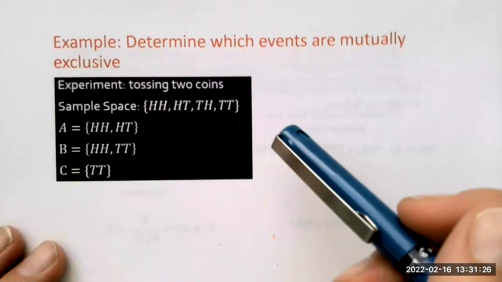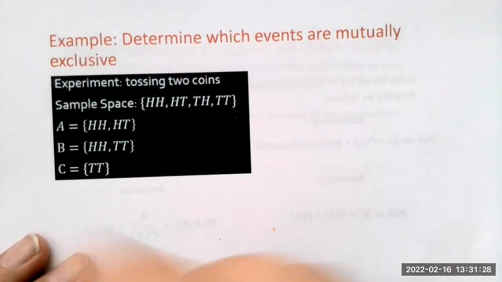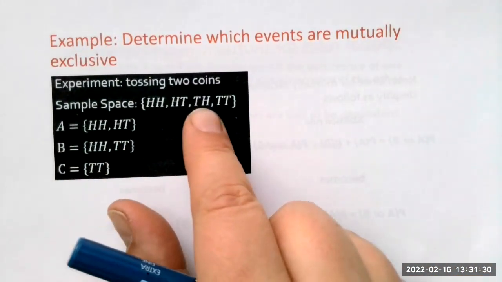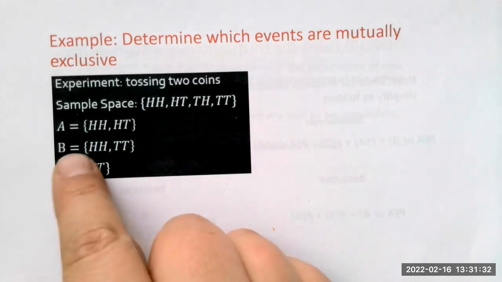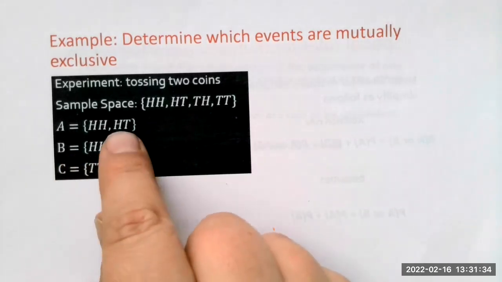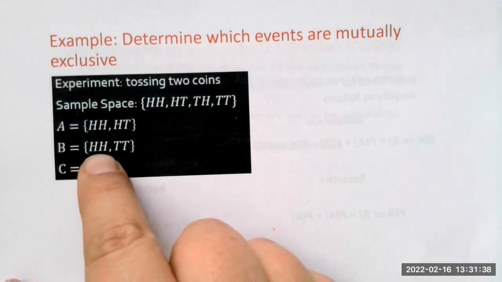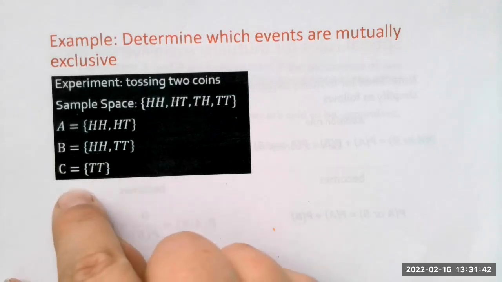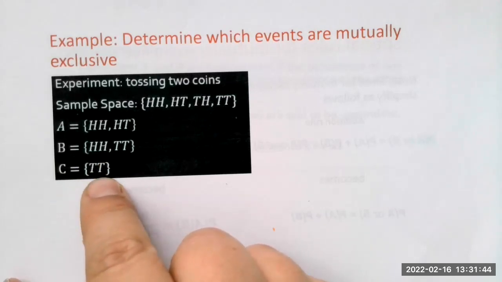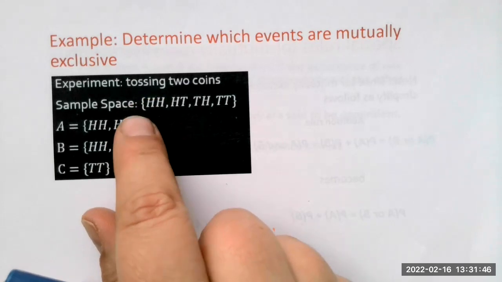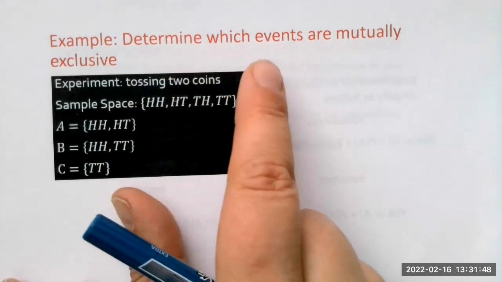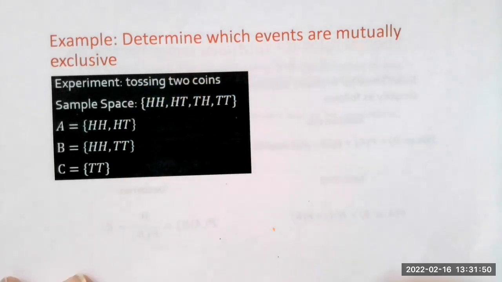Okay, so here's some examples. We have an experiment tossing 2 coins. This is our sample space that we already saw. Event A is getting 2 heads or a head and a tail. Event B would be getting both heads or both tails. And event C is just 2 tails. The question is, determine which events are mutually exclusive.